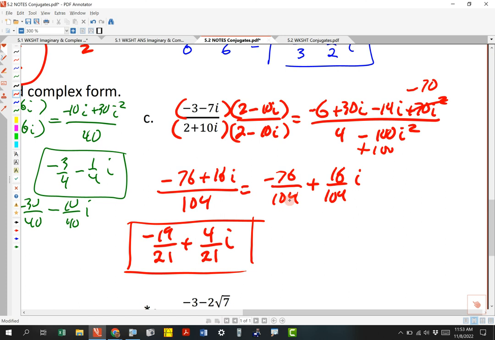Then I come here, I'm going to break it into two pieces. I'm going to do negative 76 over 104, and I'm going to do 16 over 104 with an i on the end. Everybody okay to there? Yes. Okay, what's 76 over 104? 19 over negative 26. There we go.